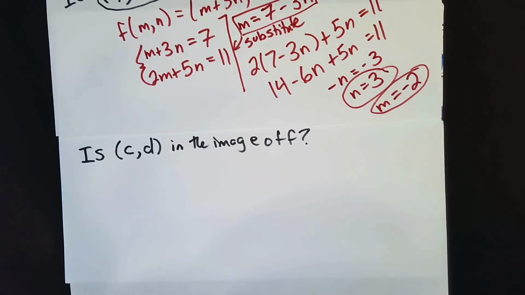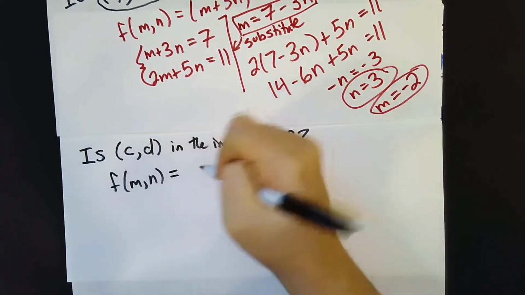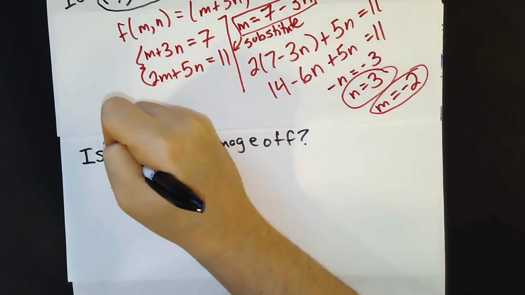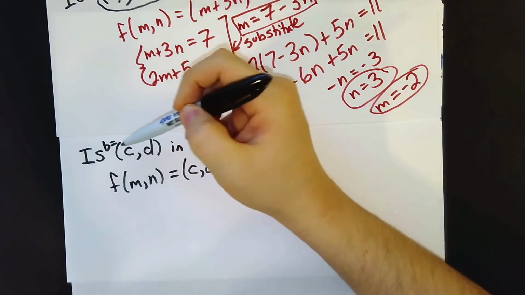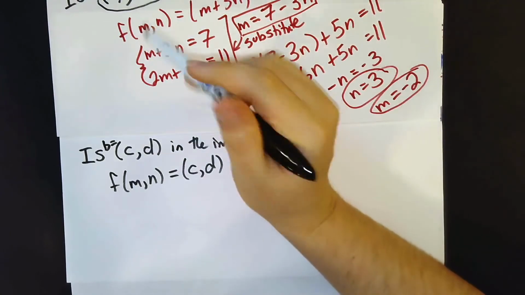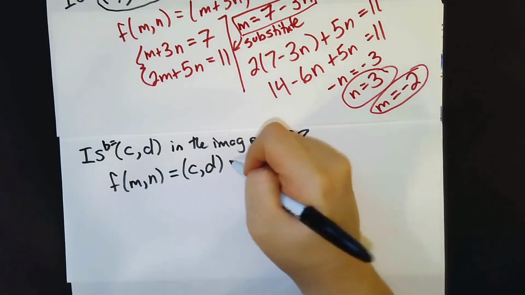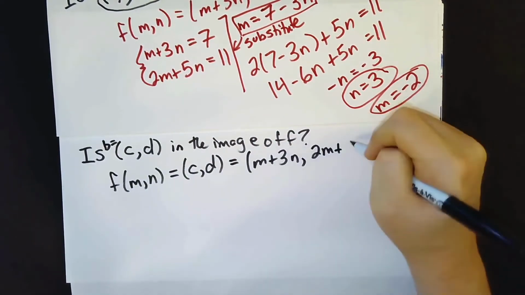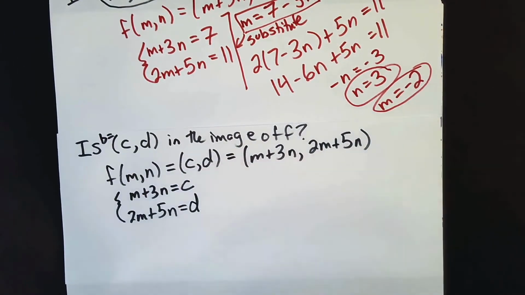Okay, so what is it I'm doing? I'm trying to solve f of (m, n) equals (c, d). Note this (c, d) is really my little b here. But instead of just writing little b, I'm actually spelling out the x and y coordinates of my element of the codomain. So that is to say, I'm really trying to figure out if (c, d) can be equal to (m plus 3n, 2m plus 5n). So I'm going to rewrite that as a system of equations.